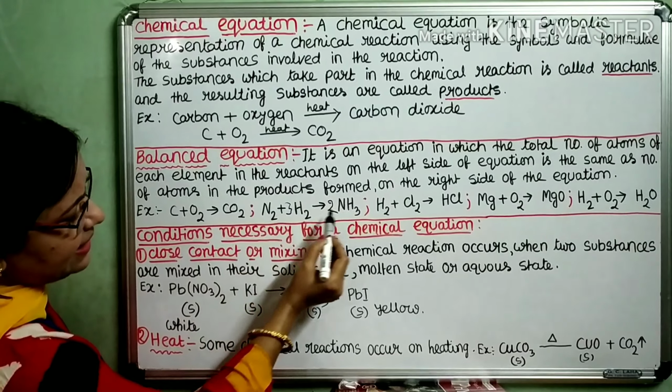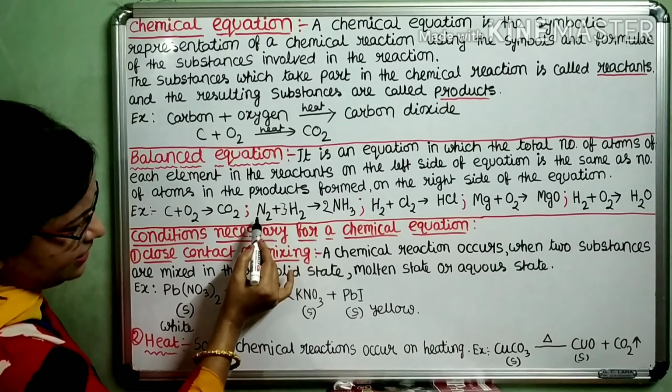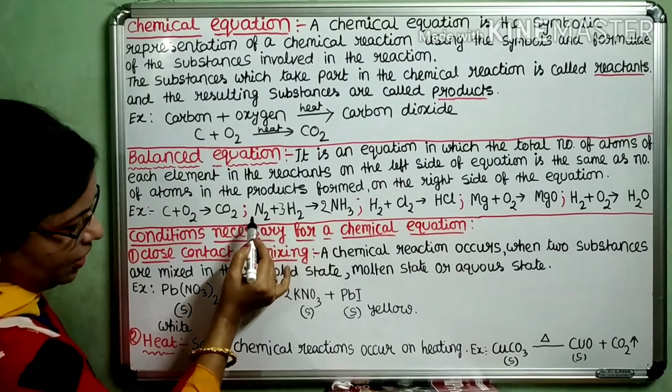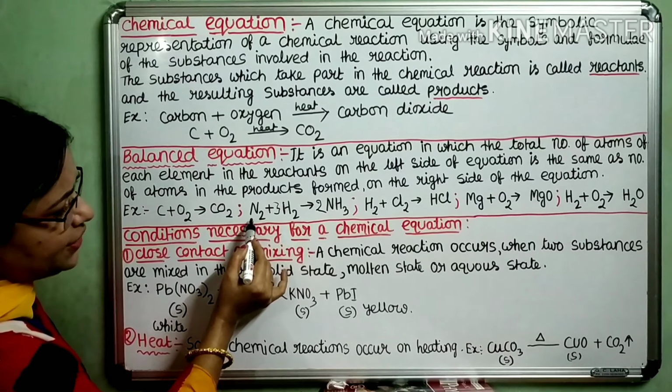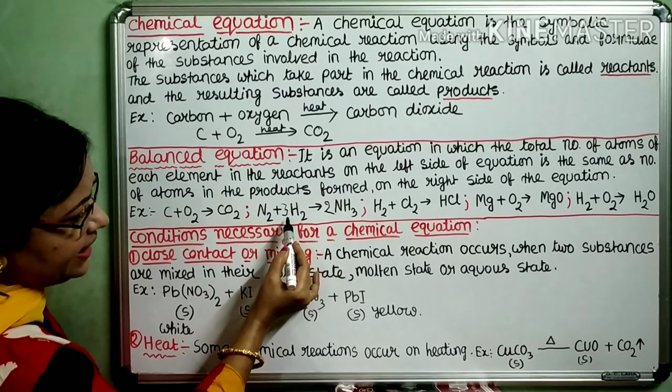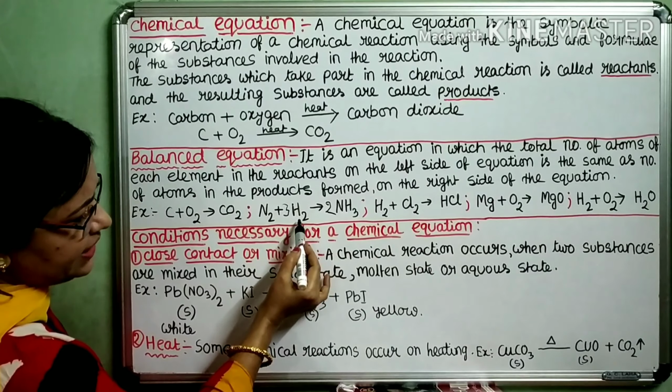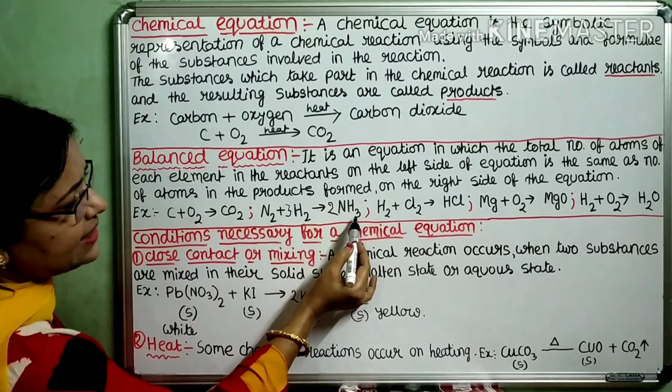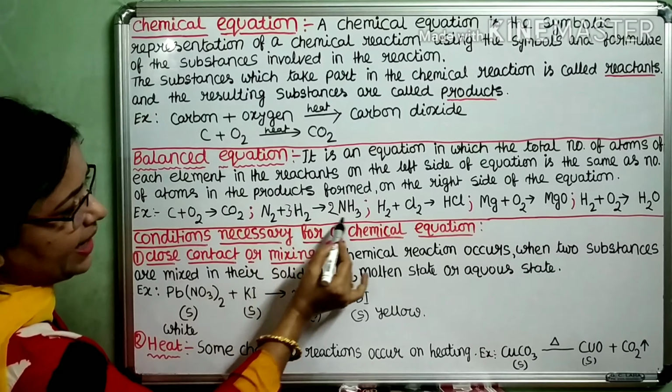Now see the reaction. In case of nitrogen, on the left side there are 2 nitrogen atoms and on the right side there are 2 nitrogen atoms. On the left side there are 6 hydrogen atoms. On the right side there are also 6 hydrogen atoms. So it is now balanced.